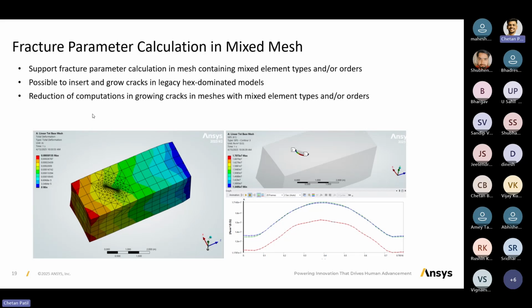So as I was mentioning about this fracture parameter, which now allows mixed meshing as well. ANSYS allows these fracture calculations for SIF, that is stress intensity factor, and J integral, even when the mesh has mixed element types or mixed orders in it. So this means you can insert and grow cracks even in older hex dominant models as well. That is the legacy hex dominant models, which were not available in the current versions, but now they have newly introduced these hex models that can be used with remeshing your geometry for generating cracks or fracture. This particularly helps you to reduce computation effort when a crack grows in such mixed meshes, making the analysis faster and more efficient with respect to such improvements.